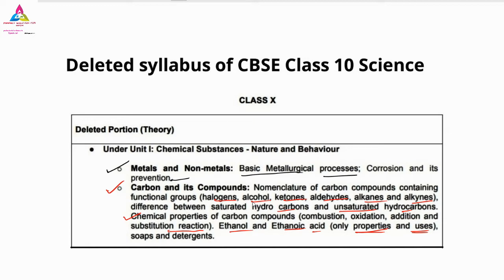Next one is soaps and detergents, that they have also removed from the portion. So we have to learn from unit 1 the metals and non-metals and carbon and its compounds. You can check the image and see in your textbook what portion they have removed. You can mark it down and cancel it.